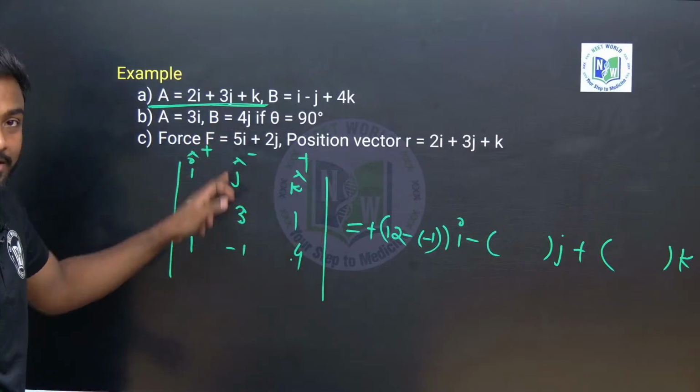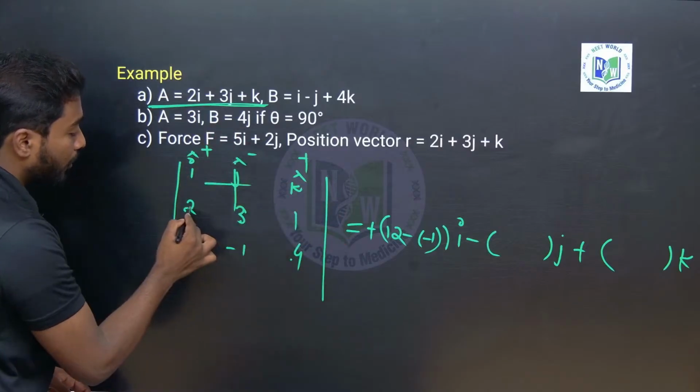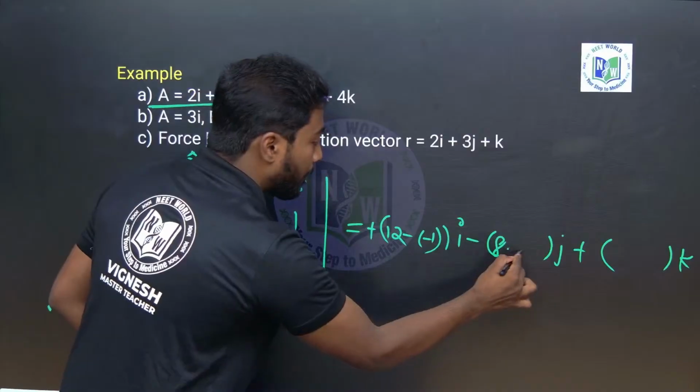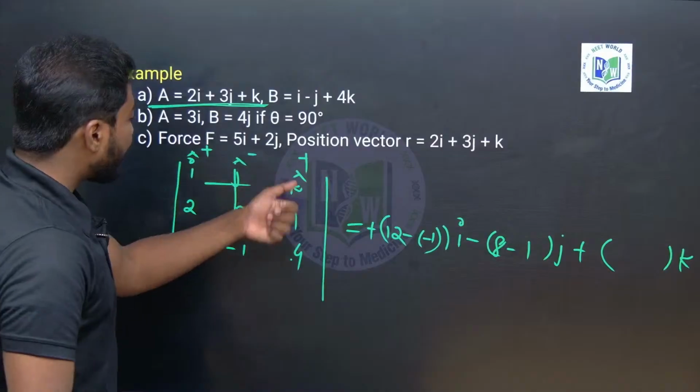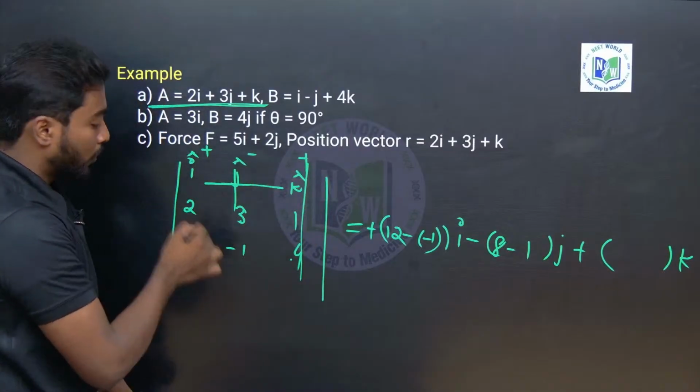Now if you are finding J, close this row and column. 2 4s are 8, minus 1 1, so 1, as it is. Now for K, close this. Okay, close this.